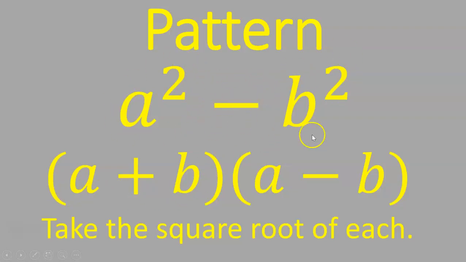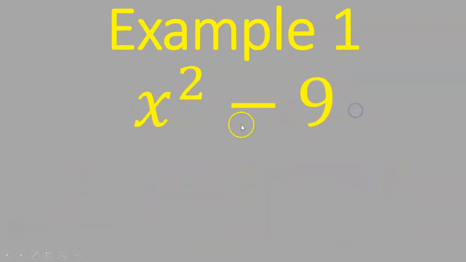And notice there's only two terms. It's not a trinomial pattern. So you're not looking to add two numbers together and multiply something else. You're just taking the square root here. So a few examples. x squared minus 9.